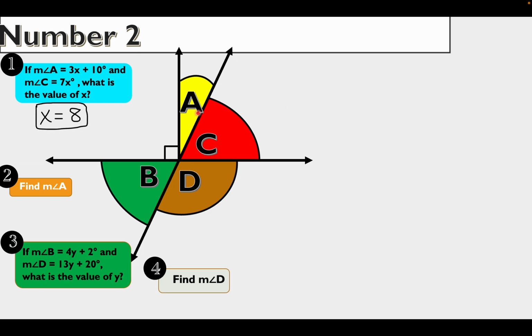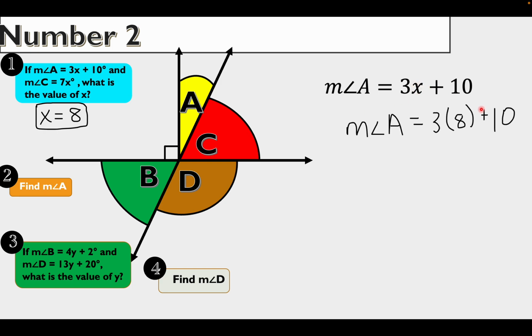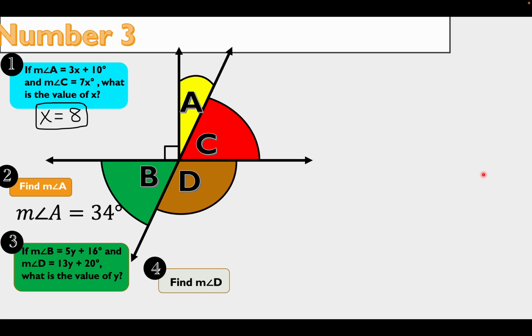Same diagram. We know that x equals 8. We're going to tackle number 2. It says to find the measure of angle A. Well, if I know that the measure of angle A is equivalent to 3x plus 10, and I just found the value for x, which is 8, we can plug that in for our variable x and calculate. I like to plug it in by putting parentheses, so it reminds me that I have to do 3 times 8. Then I can add 10, giving us angle A is equal to 34 degrees. So for number 1, we get x equals 8. Angle A is 34 degrees.